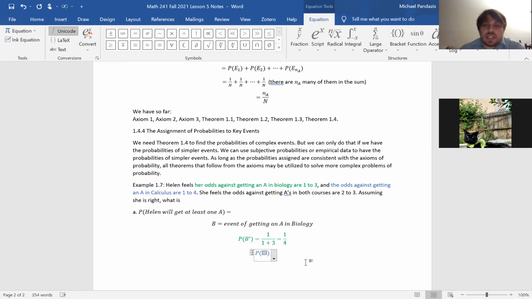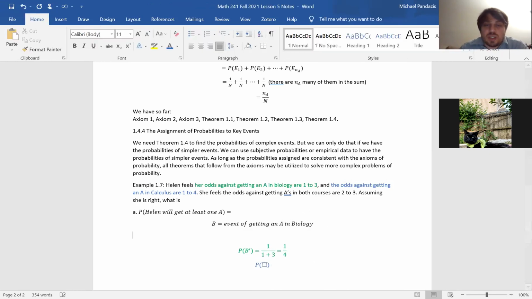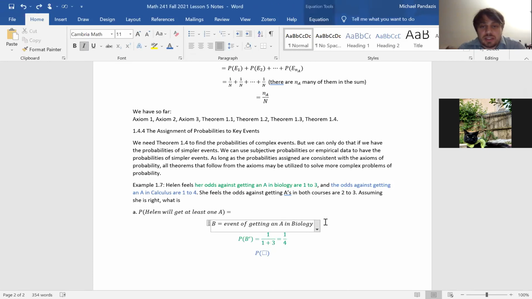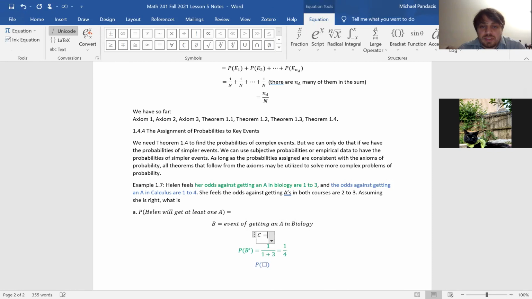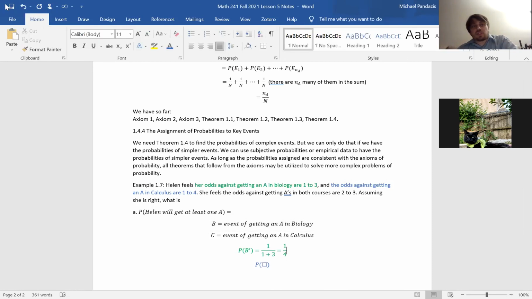And so we need a name of another event. Well, since we're talking about calculus, I'm going to make C the name of this event. So C is going to be equal to the event of getting an A in calculus. Okay, so we keep talking about the grade A, and so we're going to use the letters to denote the names of the classes. Looking at C, the letters are from the names of the classes. So C is the event of getting an A in calculus.